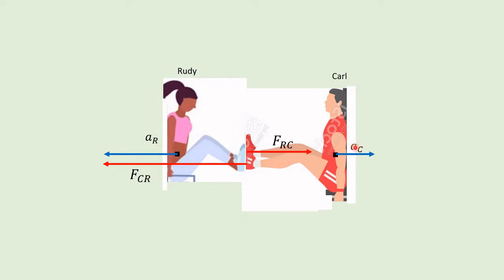Now, if they're out in space and there's no gravity, no air drag, then really the only force on Carl would be this force, Rudy pushing on Carl. And the only force on Rudy would be this force, Carl pushing on Rudy. So we can apply Newton's second law now to each of these people. Here's Newton's second law applied to Rudy. The only force on Rudy is Carl pushing on Rudy. So that should be Rudy's mass times Rudy's acceleration.